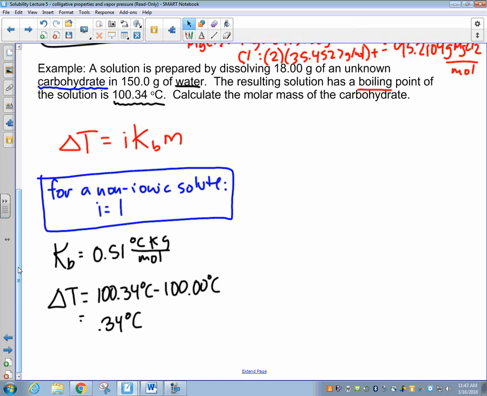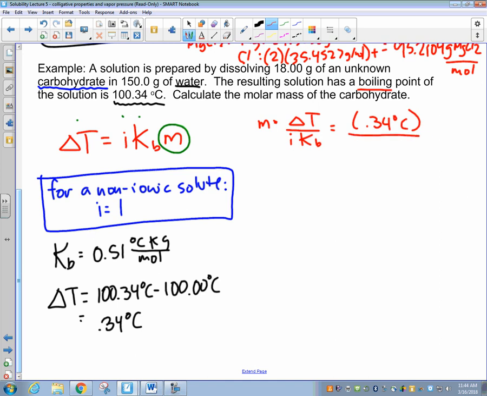So looking at this equation, what we know is delta T, we know Van Hoff factor i, and we know Kb. The only thing we don't know is the molality. So let's go through now and rearrange this equation to solve for our molality. The molality of this solution, by definition, will be equal to our change in temperature delta T divided by Van Hoff factor i times the boiling point constant Kb, which will therefore be equal to, in this problem, a change in temperature of 0.34 degrees Celsius divided by our Van Hoff factor of 1, times the boiling point constant Kb of 0.51 degrees Celsius kilograms per mole.